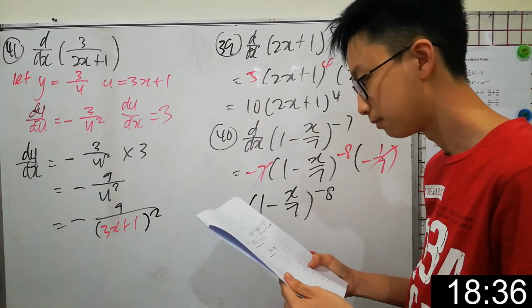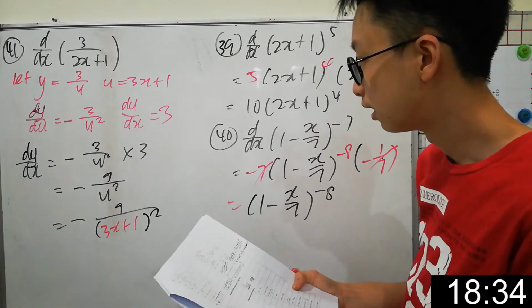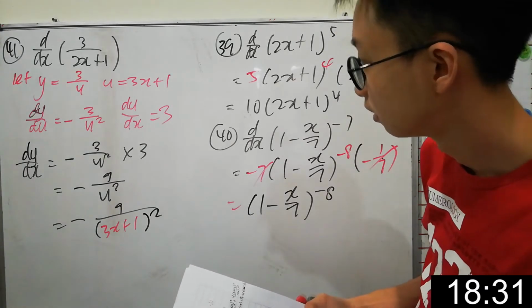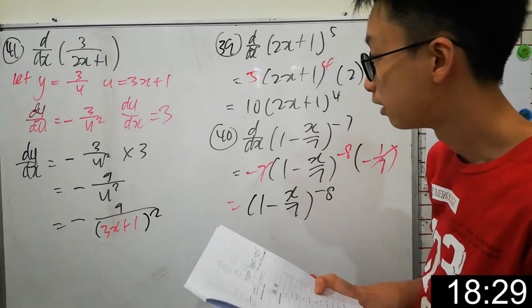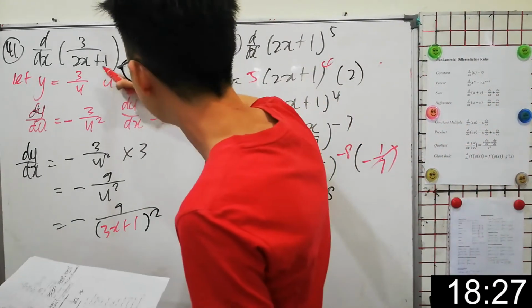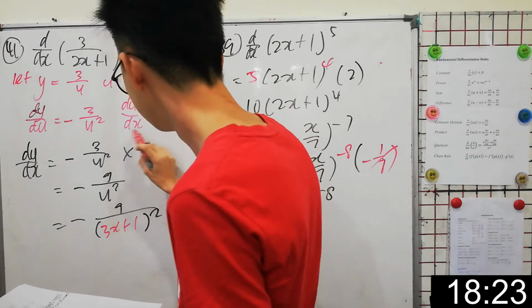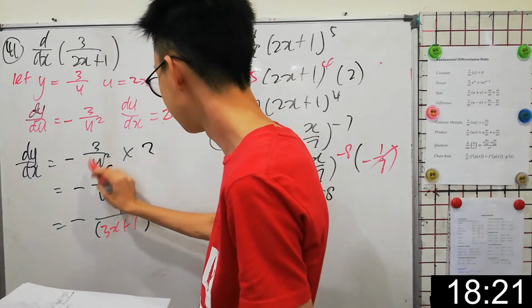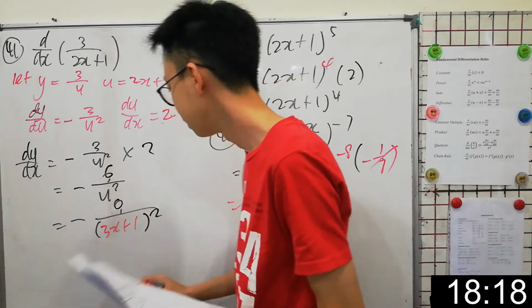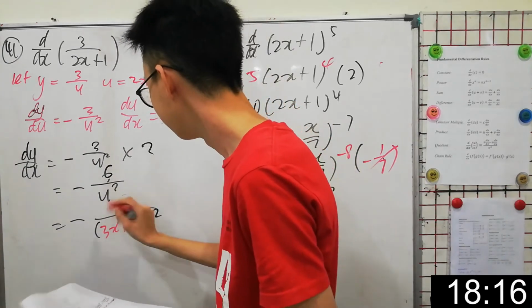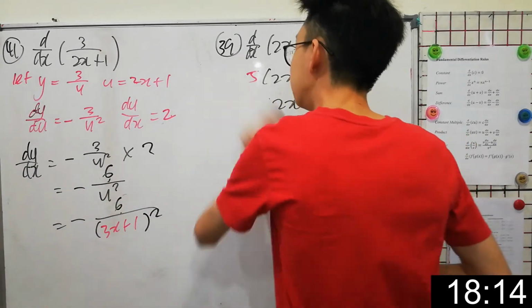Okay, so this number, did we make any mistake? No, 2x. This should be a 2x. Okay, 2x. This is a 2. This is a 2. This is a 6. Okay, sorry about that. Okay, 41, 42.